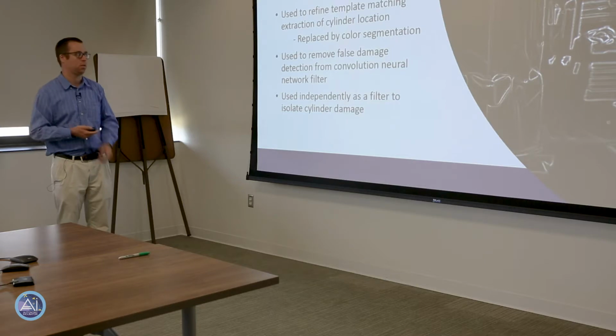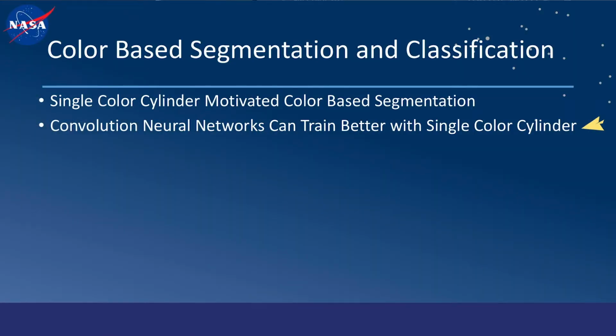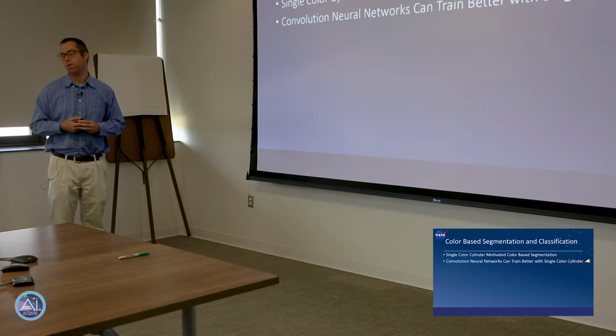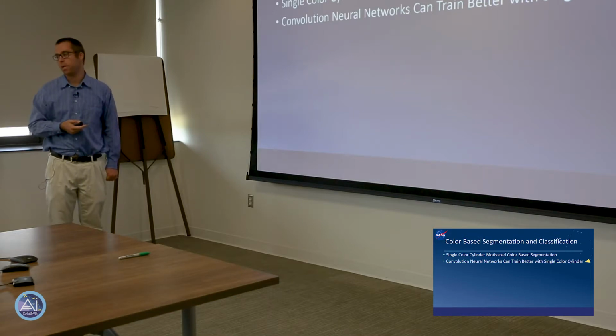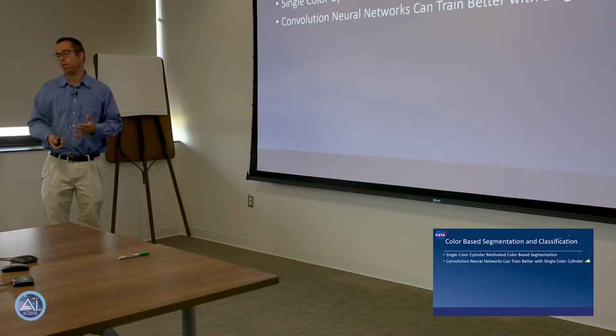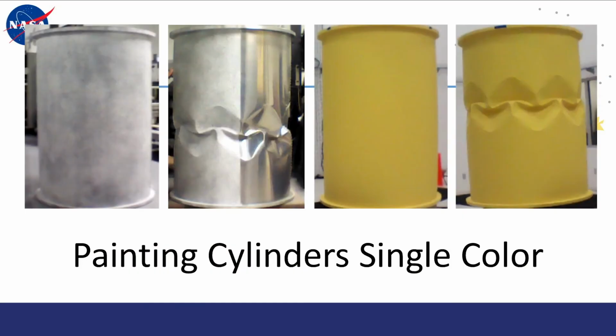We used color-based segmentation after we painted the cylinders because we painted them a gold color, like a spaceship would be painted, and just the single color made the background subtraction or the cylinder extraction very robust. And also the convolutional neural network was able to better train with a single color because it didn't have to train on the mirror and the speckled color at the same time. So here's the before and after of the damaged and the non-damaged cylinder with the paint. We just painted a primer and a color coat on both cylinders.